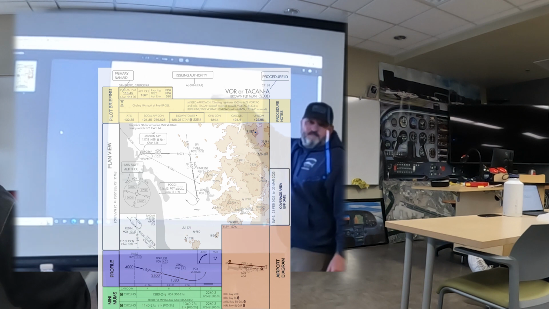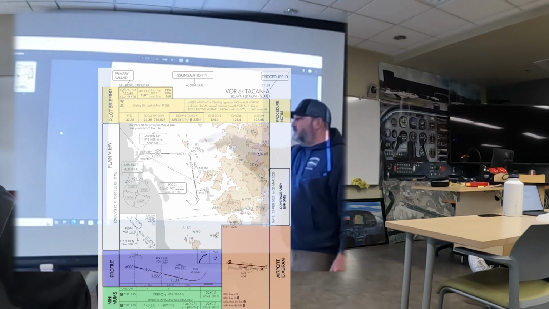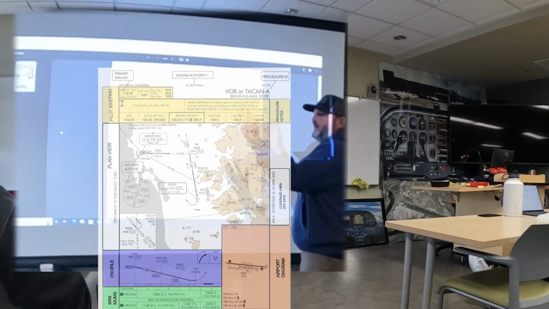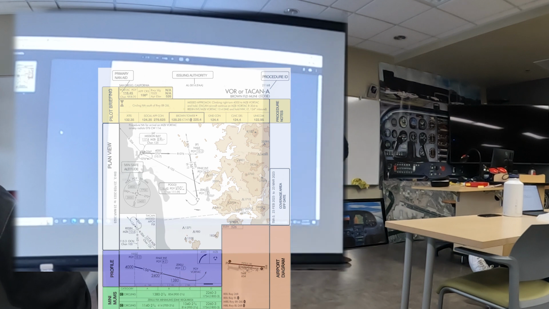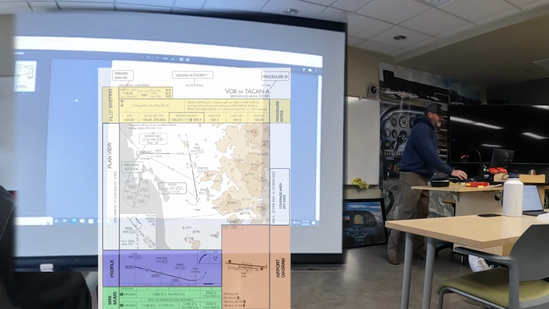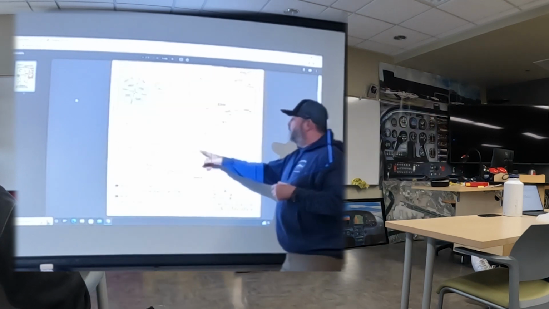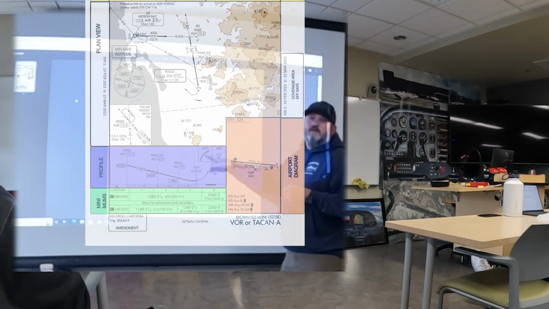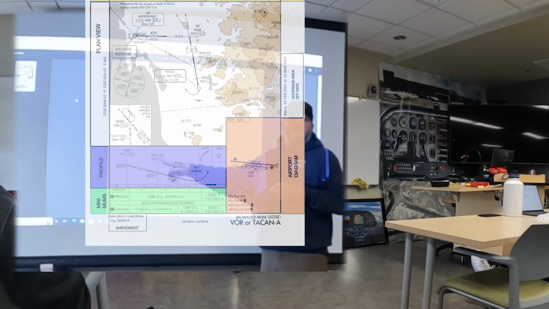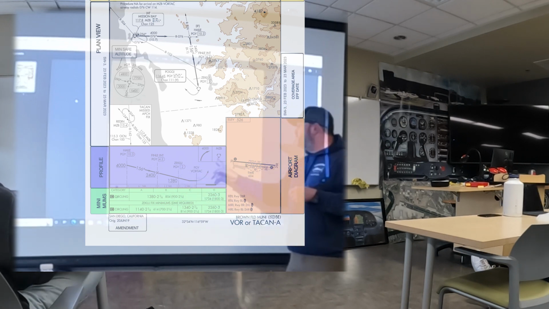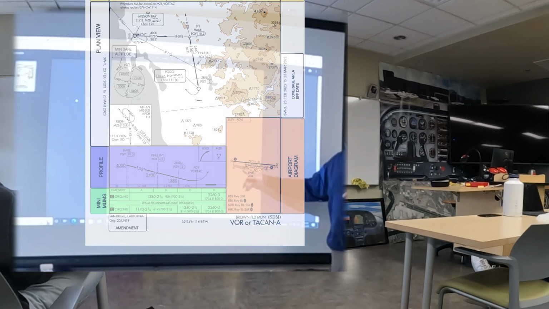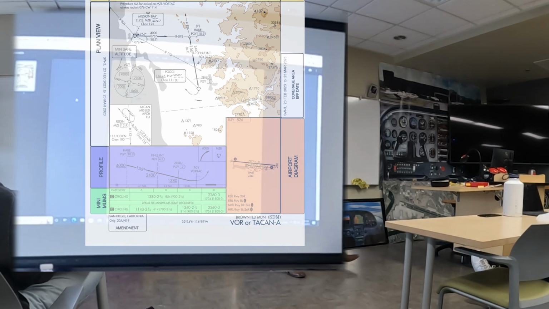Pilot briefing. Plan view, the overall plan. We're not going to do this again. Profile view. Minimums. Airport diagram. Okay, the five key sections.